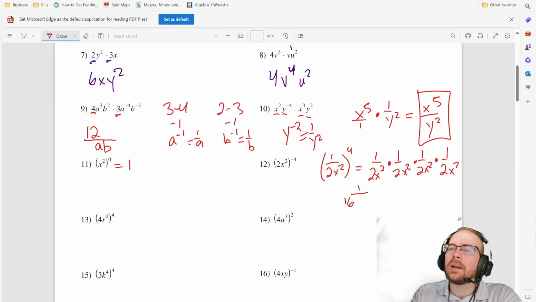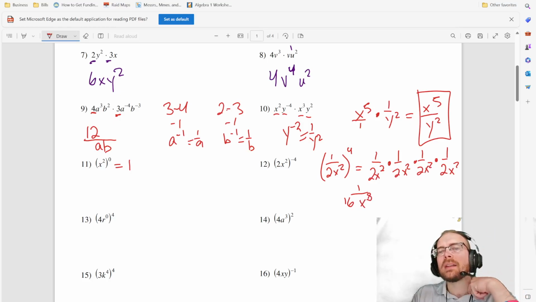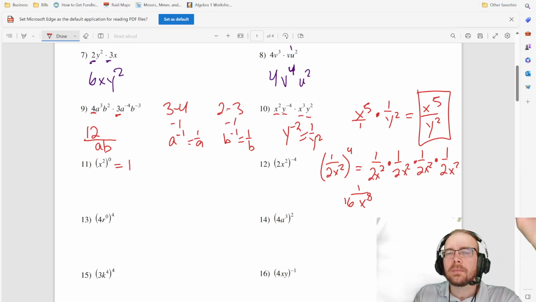And then that's x squared times x squared times x squared times x squared. That's 1, 2, 3, 4, 5, 6, 7, 8 powers of x. Okay. Now, the shorter way to do that is to just times. When you have a power to a power, you just times.